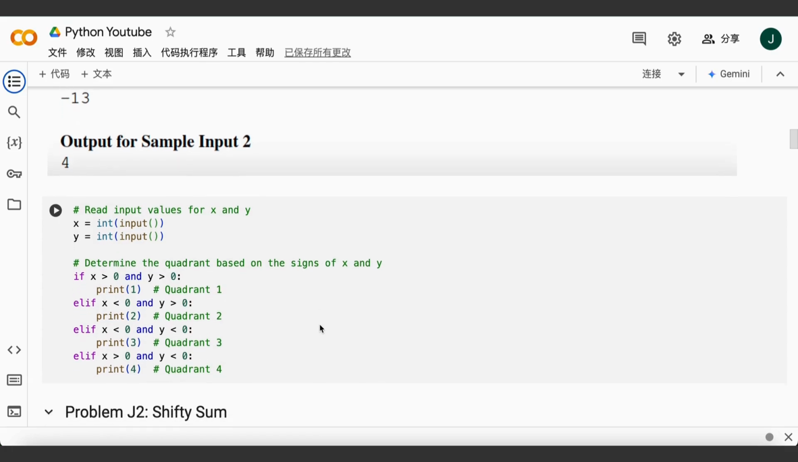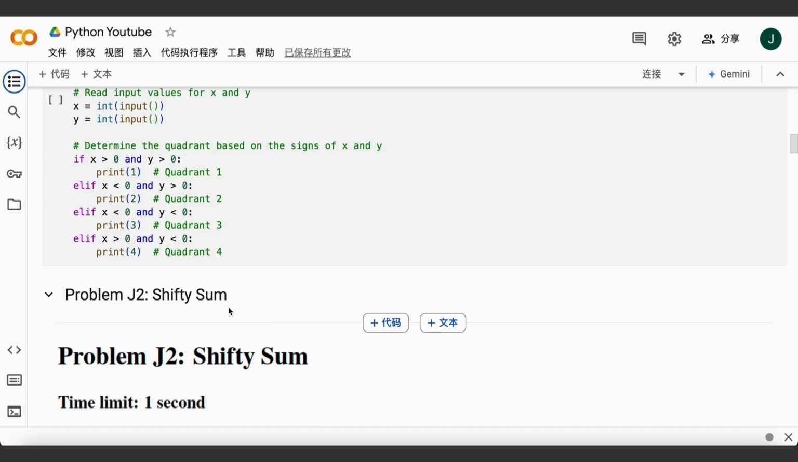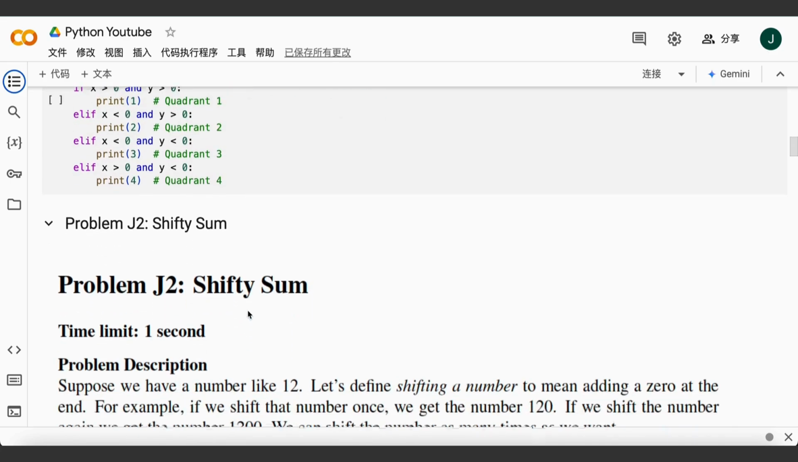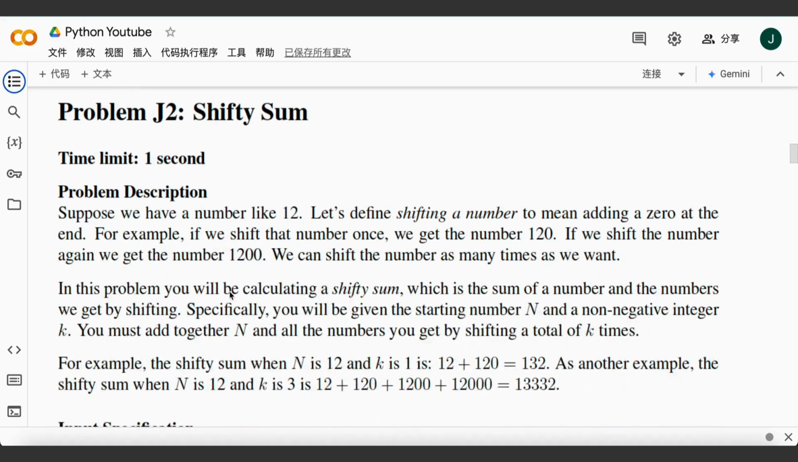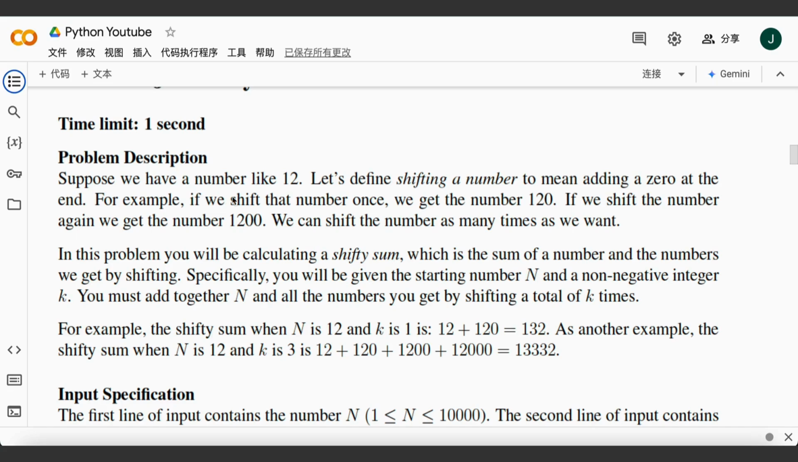Okay, so now let's take a look at our second one. It's Shifty Sum, problem number 2. Okay, so the problem description: suppose we have a number like 12. Let's define shifting a number to mean adding a 0 at the end. Okay, that's shifting a number. So for example, if we shift that number once, we get the number 120. If we shift the number again, we get the number 1200. Okay, so we can shift the number as many times as we want.